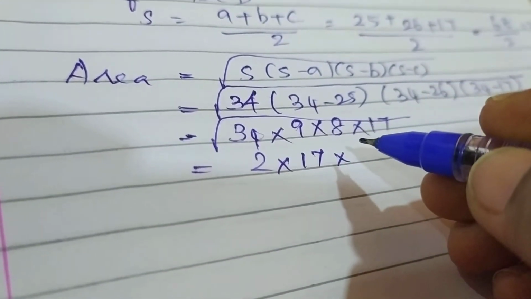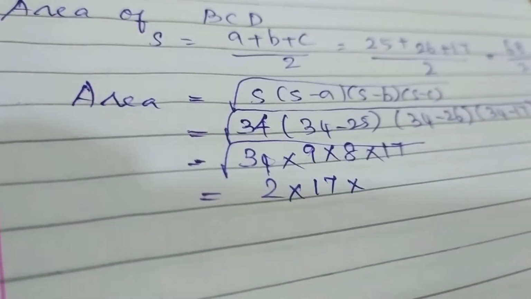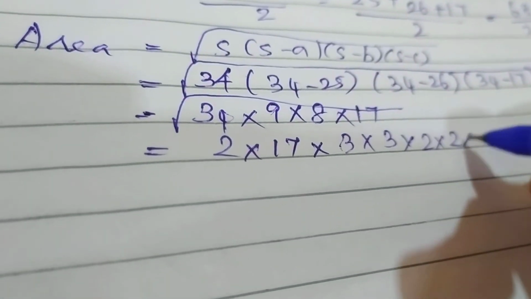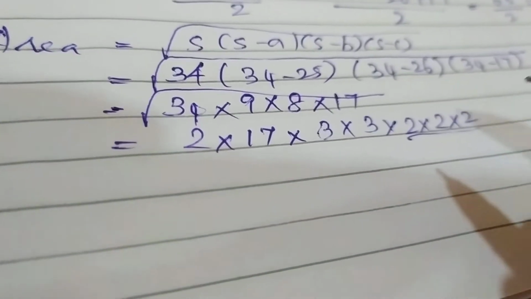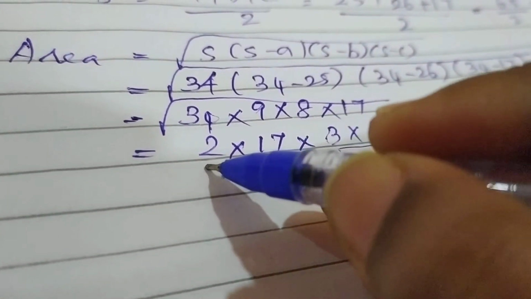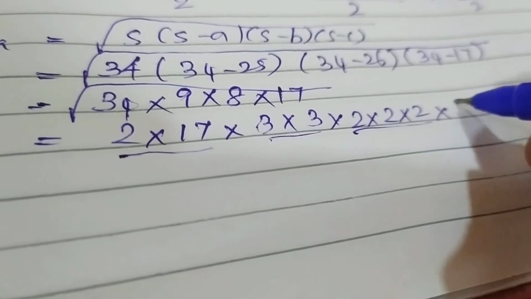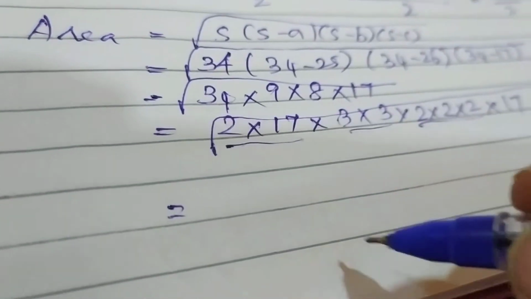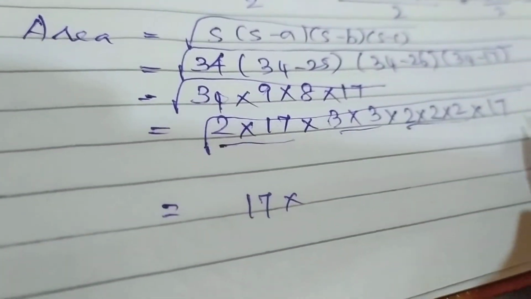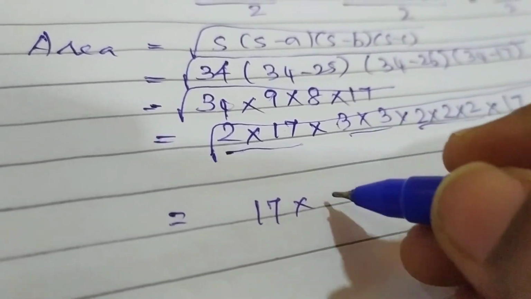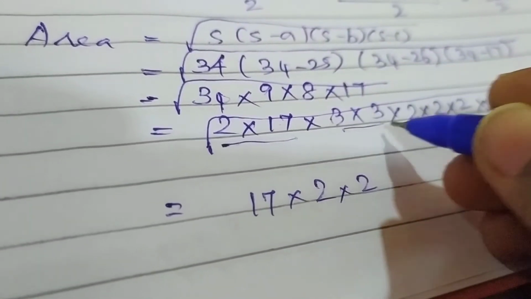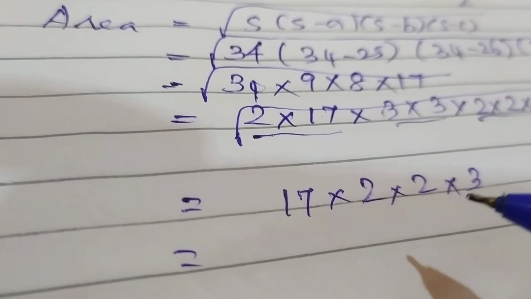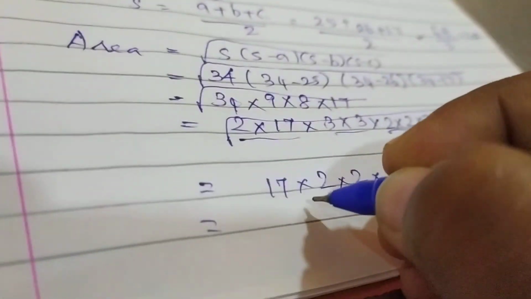Next, 9 you divide, 3 3s are 9. 8 you divide, 2 2s are 4, 4 2s are 8. 34 I divide, 2 17s are 34. So we take one 17, one 2, one 2 and one 3. 17 into 2 is 34, 34 into 2 is 68, 68 into 3 is 204.